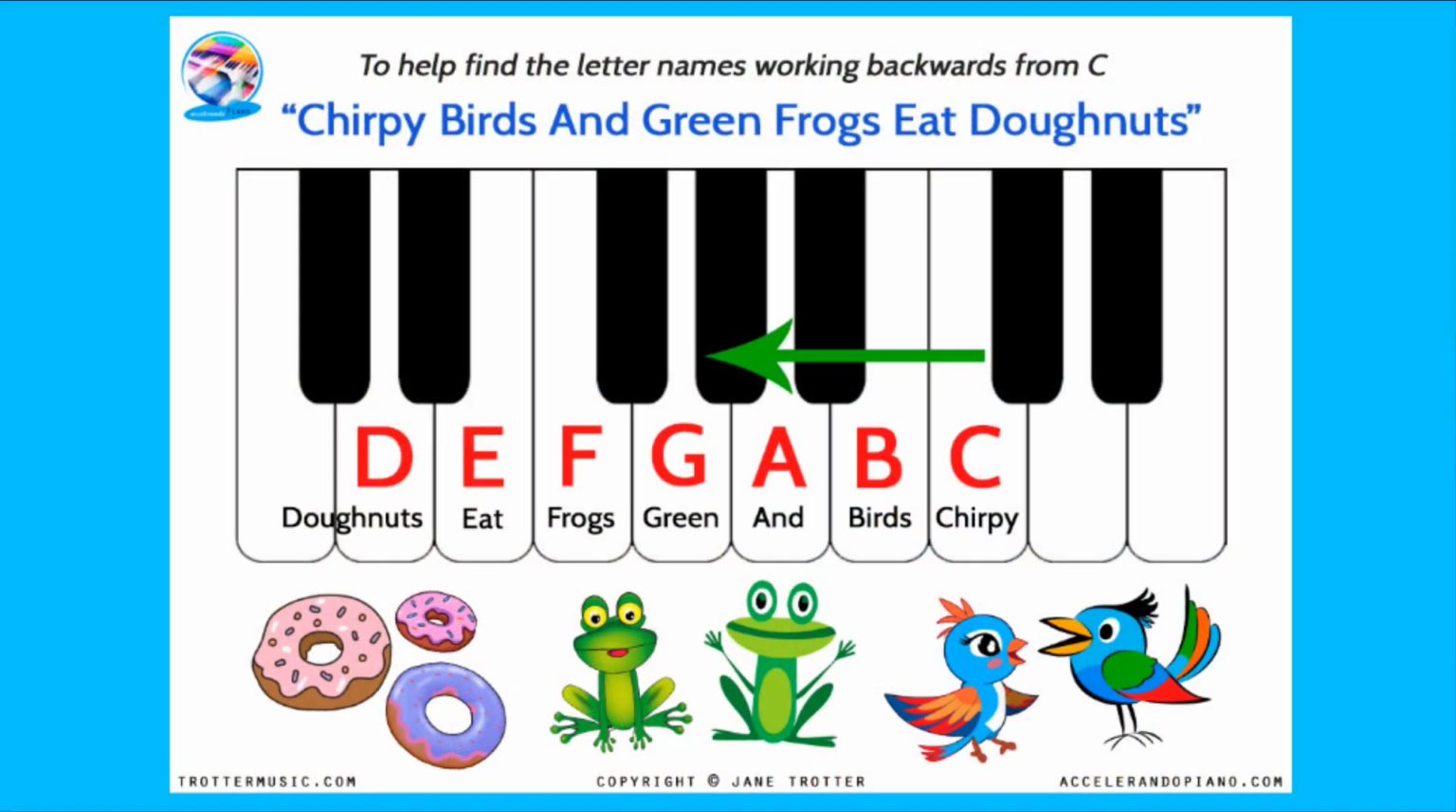Right, here's the mnemonic for learning the musical alphabet backwards from middle C. Working our way down from C, we have: chirpy birds and green frogs eat donuts. So, if a student needs to find an F, they start at C, simply say the phrase, and each word corresponds to a key in descending order. Chirpy, birds, and green, frogs. Easy peasy. But we don't have to stop there.